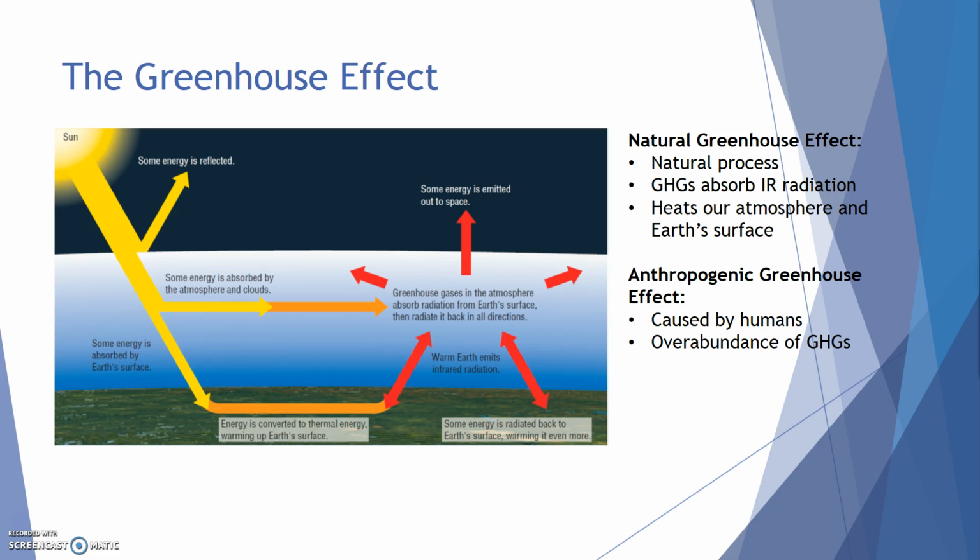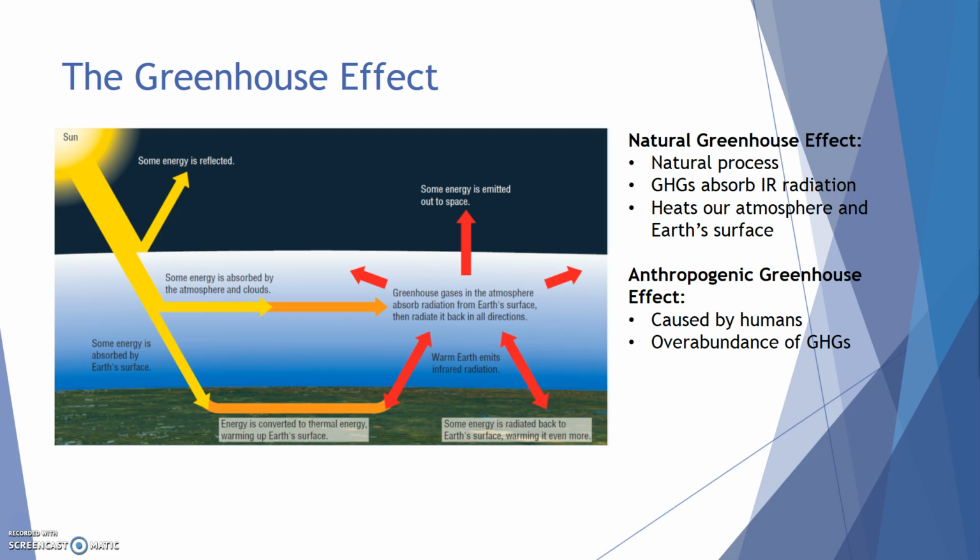There is a natural greenhouse effect that goes on. There's a natural kind of energy trapping process. The gases in our atmosphere absorb IR radiation, and then it radiates some back into our planet and helps keep us warm, and it sends some out into space. And there's a very fine balance in that natural process to help heat our atmosphere and heat the Earth's surface so that it's at a livable temperature.